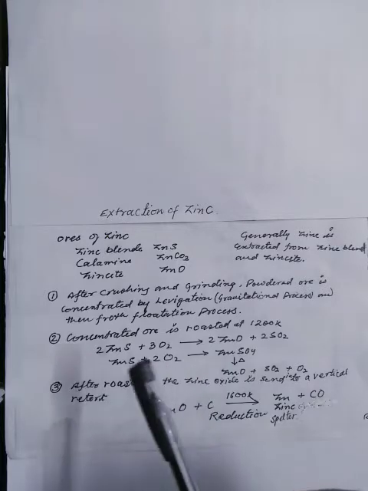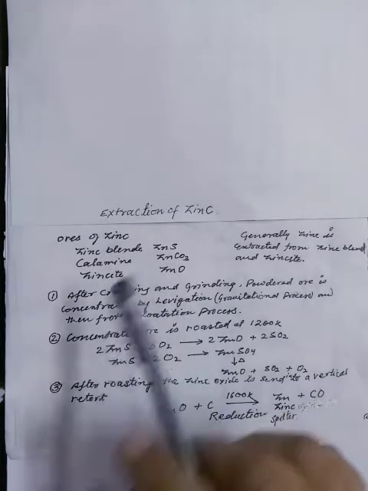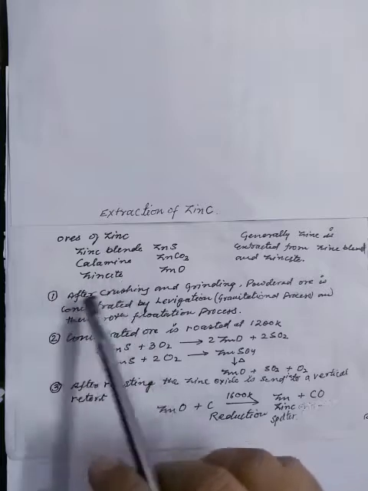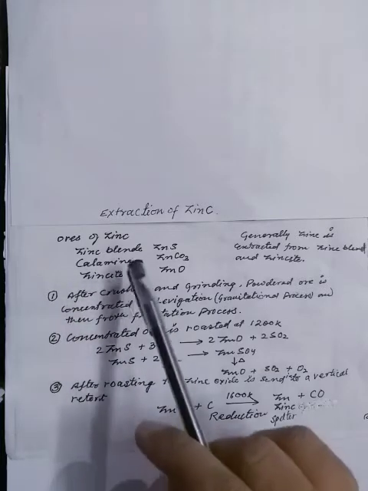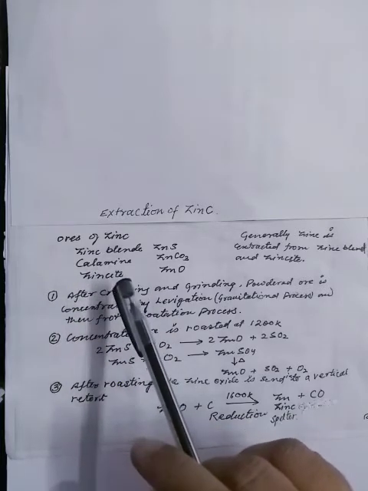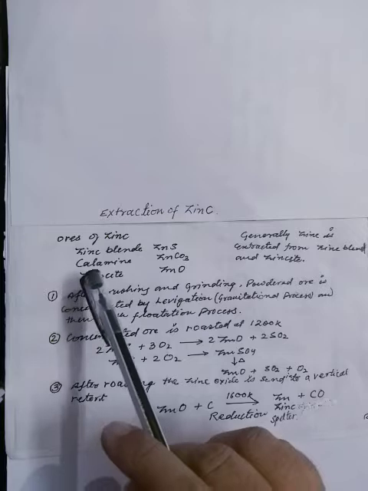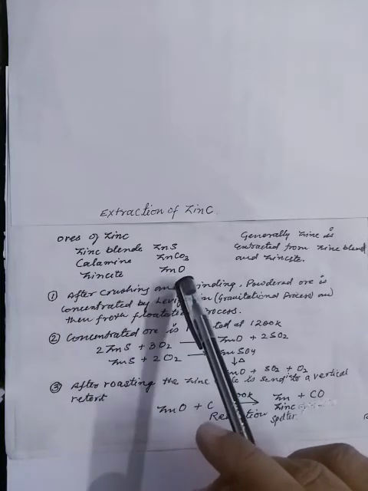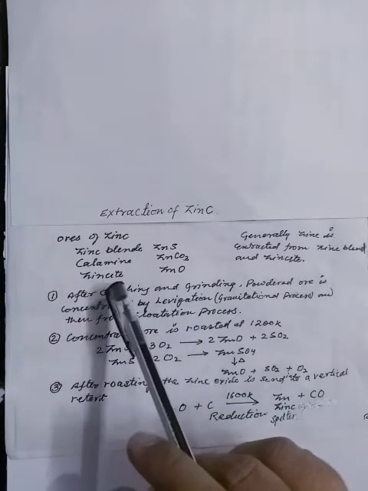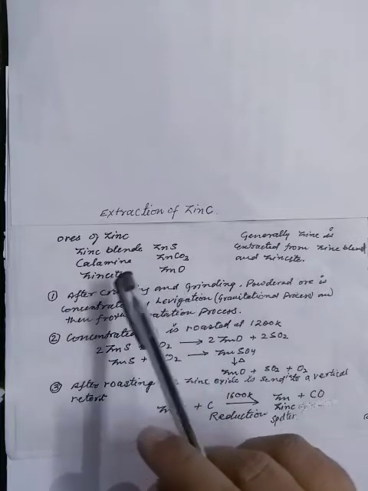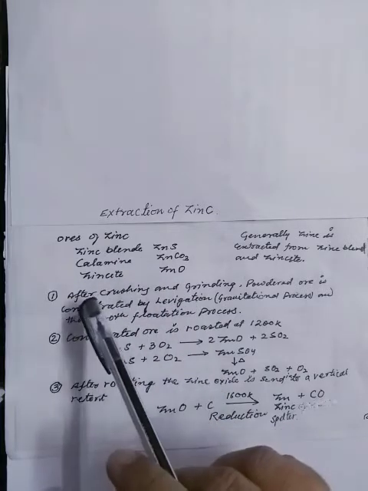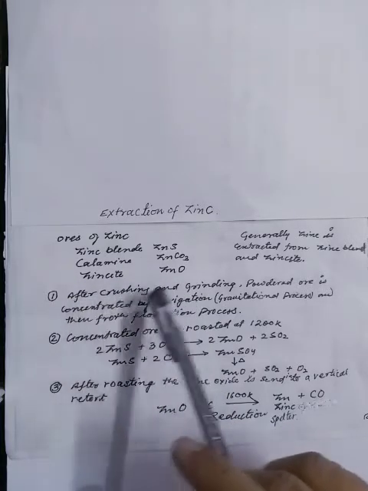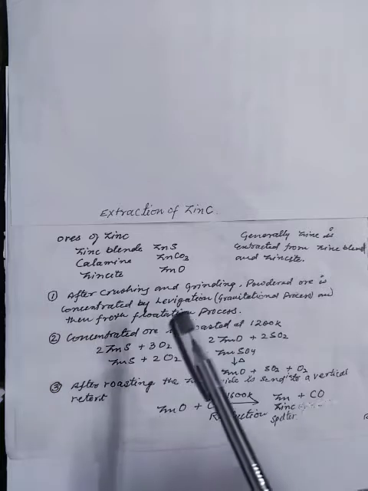Now before starting the extraction of zinc, we are going to know about the ores of zinc. So we have three ores of zinc in front of us. What are they? Zinc blend, that is ZnS. Calamine, ZnCO3, the carbonate ore. Zinc blend is the sulfide ore, and the oxide ore is zincite. Zincite is the oxide ore of zinc.